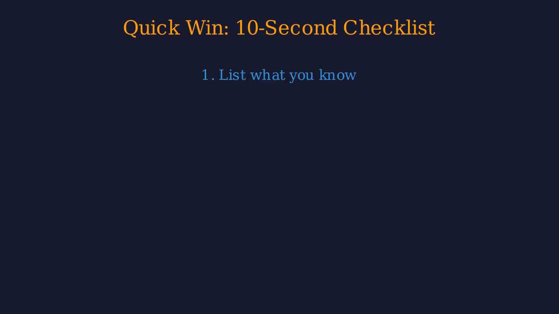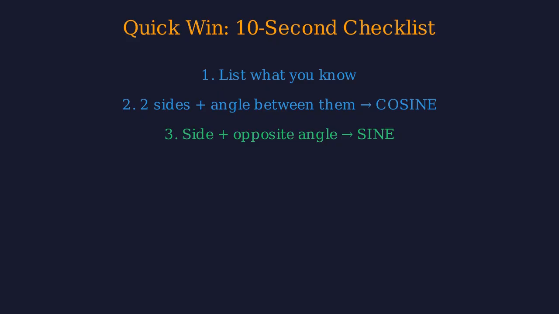1. List what you know. How many sides? How many angles and which are opposite which? 2. If you see two sides with the angle between them, pick cosine. 3. If you see a side and its opposite angle or two angles and a side, pick sine. 4. If three sides, cosine rule to find an angle.